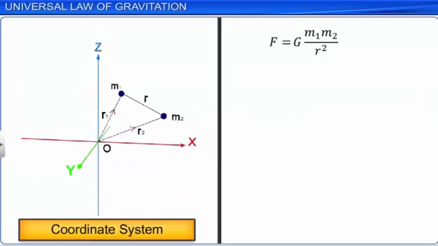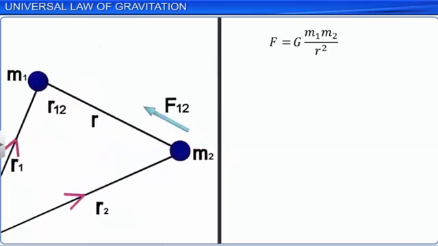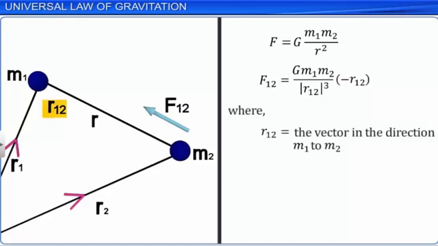Now, let's consider a coordinate system having position vectors r1 and r2. When we apply the law to two point masses m1 and m2 in the coordinate system, we get the mathematical expression for the gravitational force of m1 on m2 as F12 is equal to G m1 m2 by mod of r12 cube into minus r12, where r12 is the vector in the direction m1 to m2, which is equal to r2 minus r1. In the given expression, we use bold letters to represent the vectors. The negative sign indicates that the force is an attractive force and acts in the direction of minus r12, which is m2 to m1.